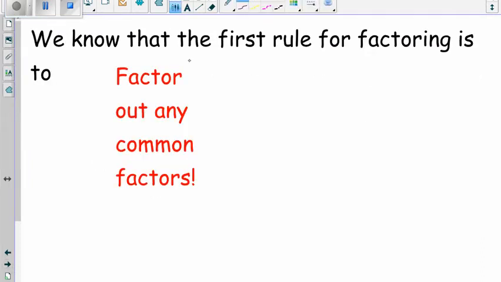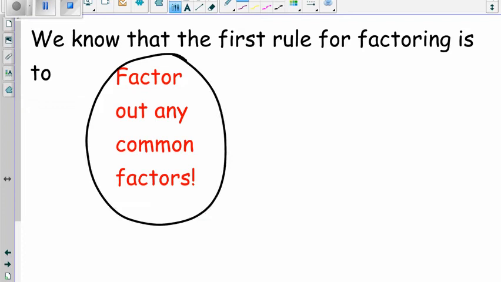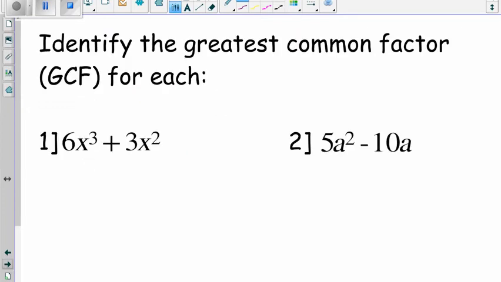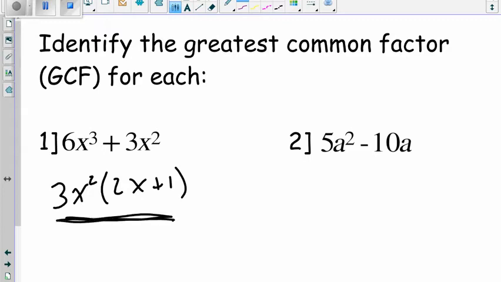Main thing is let's factor out any common factors that we might have with our problem. Okay, so on this first one, we do have a greatest common factor. It looks like I could factor a 3 out of both, and I can factor x squared out of both. So I get 2x plus 1, and this is factored completely now. So that's when you do it.